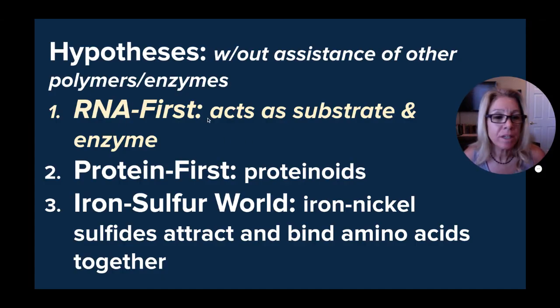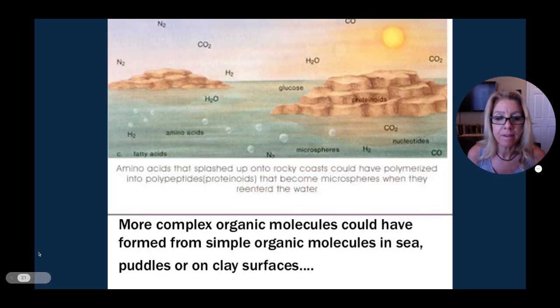This is the one most supported, the RNA first hypothesis, because RNA can act as code, right? mRNA that we translate into proteins. It can act as a code, and it can also act enzymatically, like ribozymes or ribosomes. And then there's the protein first hypothesis, and then back to that iron sulfur world, where at those hydrothermal vents the polymers could be formed as well. So number 1, RNA first. RNA could be a substrate and an enzyme.